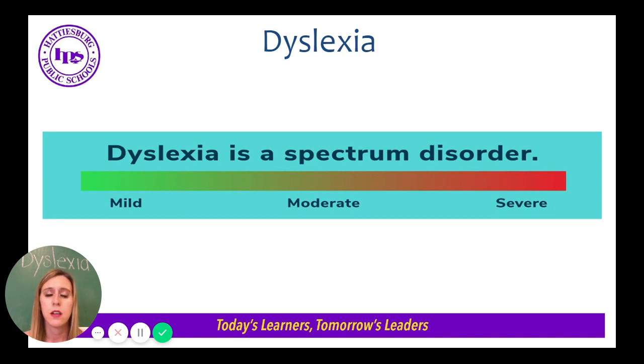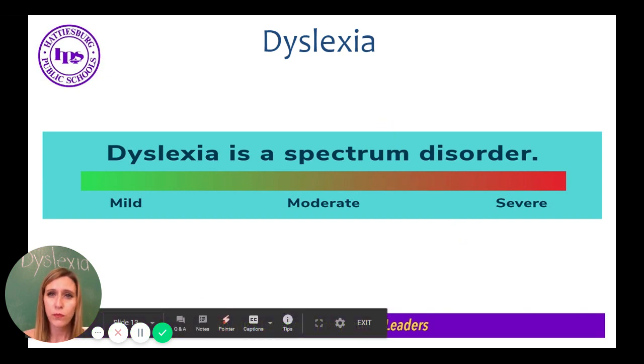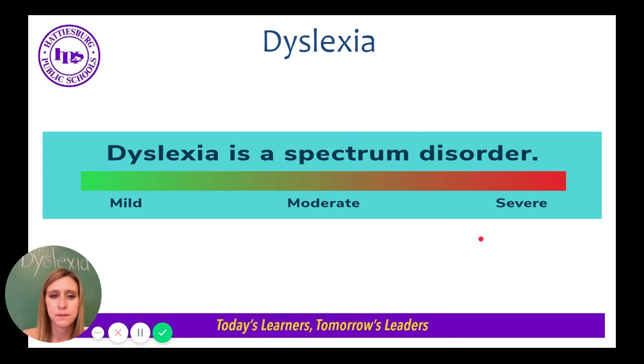They can't follow multi-step directions. They have poor memory. They're slow to progress even after interventions or remediation. Their language and their speech may even be an issue. They may have trouble finding the right words to say. So no one person with dyslexia is the same.